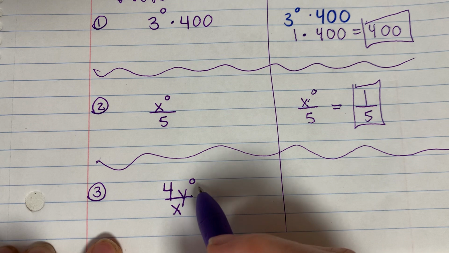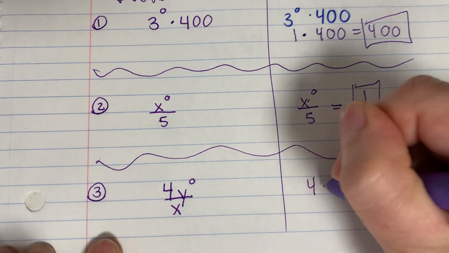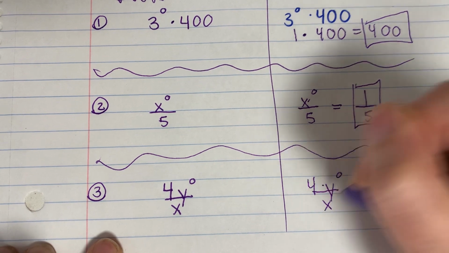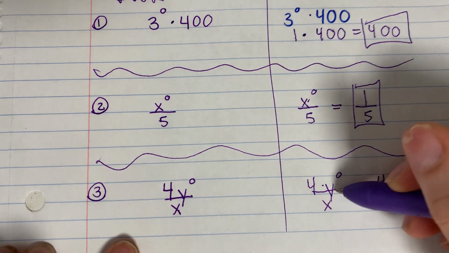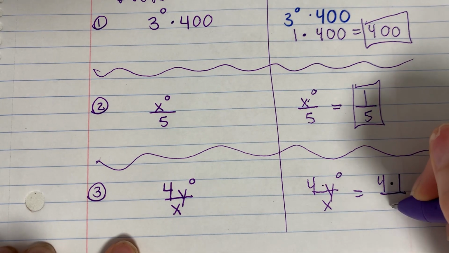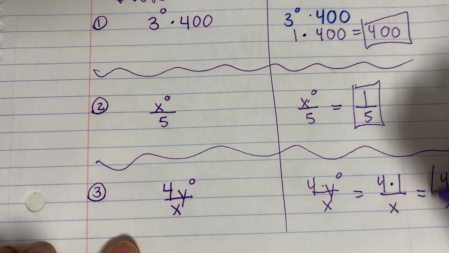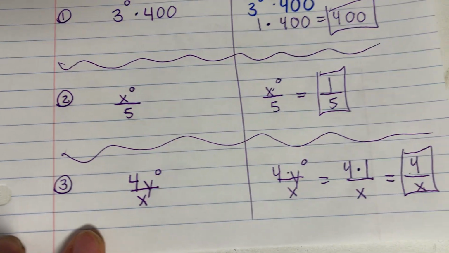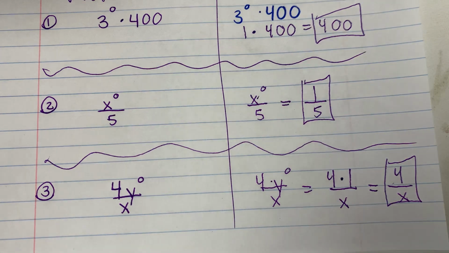Four times y to the 0 power divided by x. The 4 stays. Y to the 0 power is 1, and that x is on the bottom. 4 times 1 is 4, divided by x. Okay, 2 more examples, then we're done with the 0 exponent.